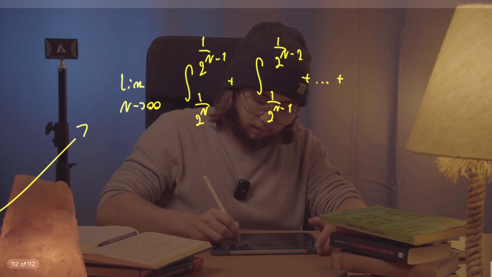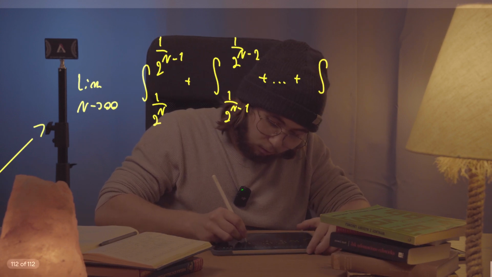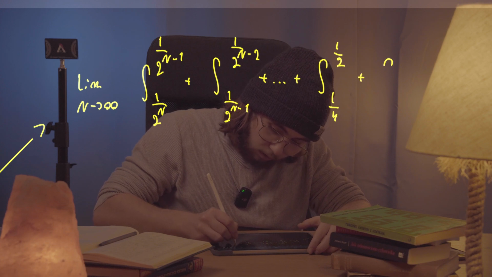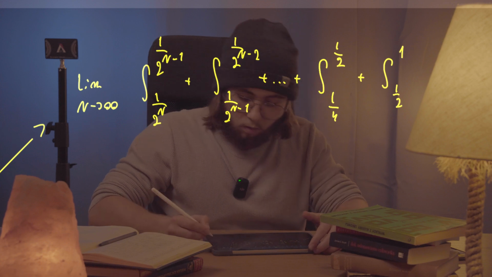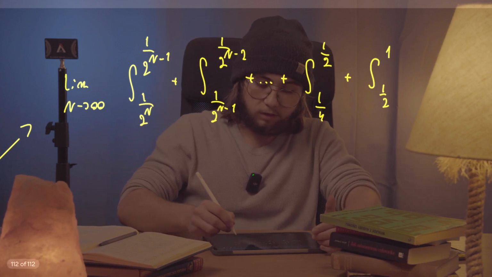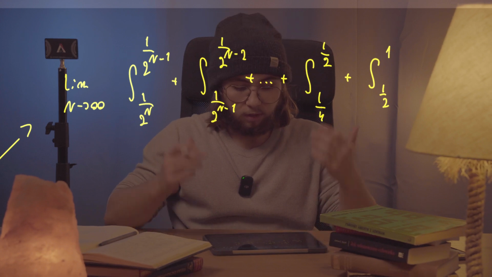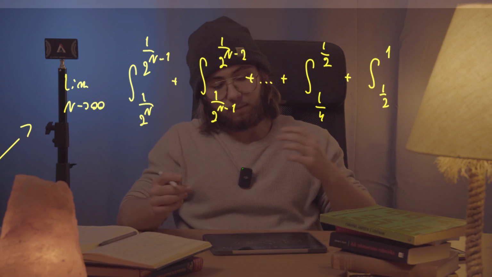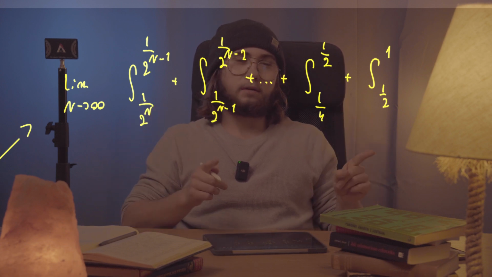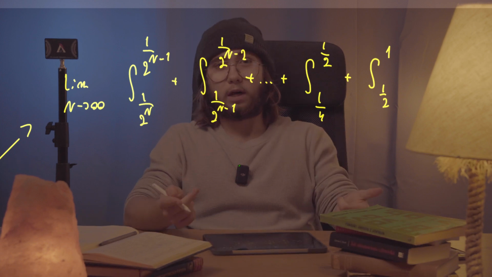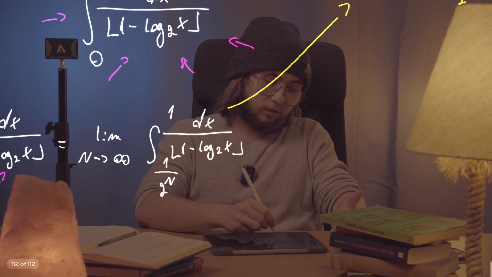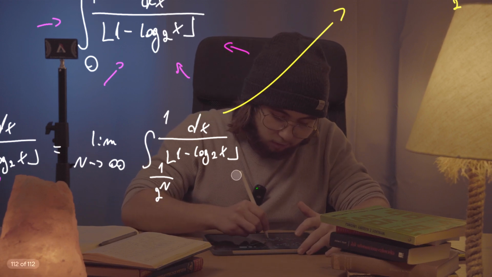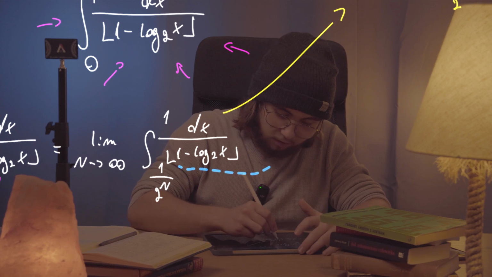I would be just summing up those lovely integrals until I would get to, let's say, 1/4 up to a half, and then plus the integral from a half up to 1. We see that all those intervals together sum up to the interval from 1 over 2 to the power of the capital N up to 1, which is the exact interval we are integrating over in the original problem statement. So that's pretty lovely. Let's go and do it.